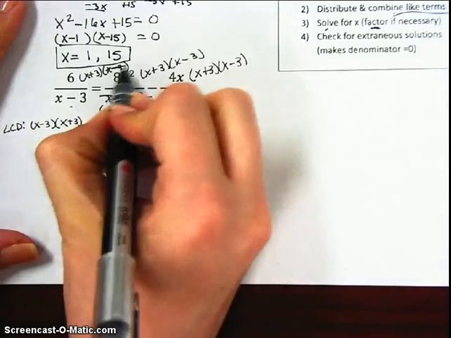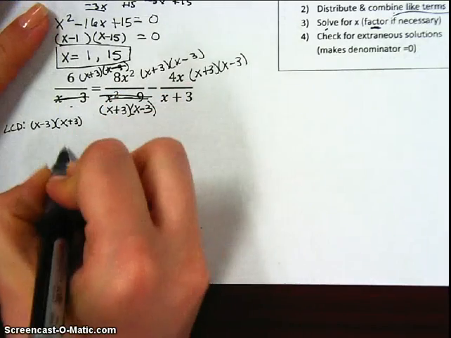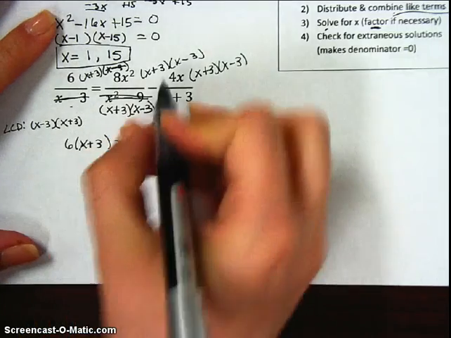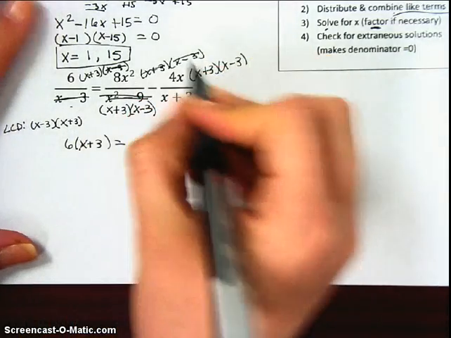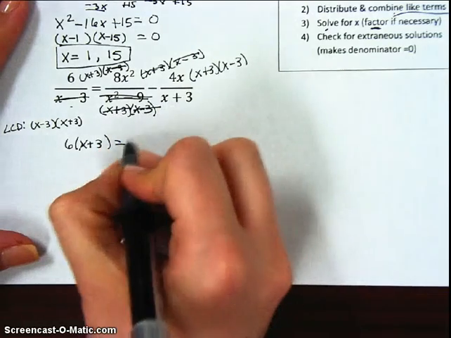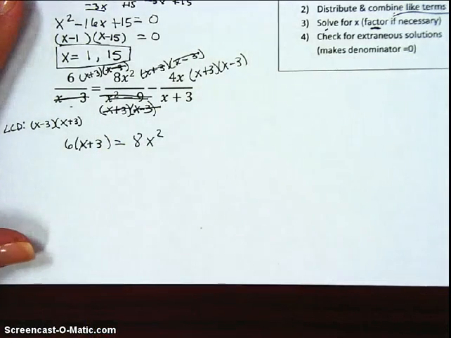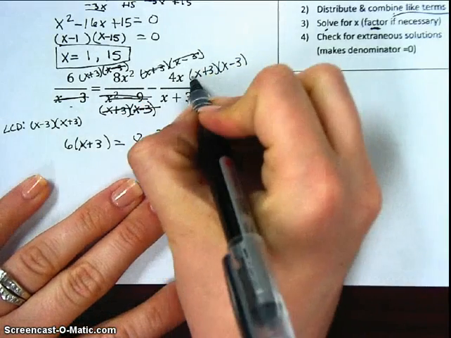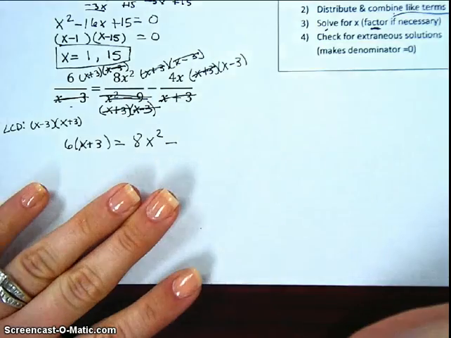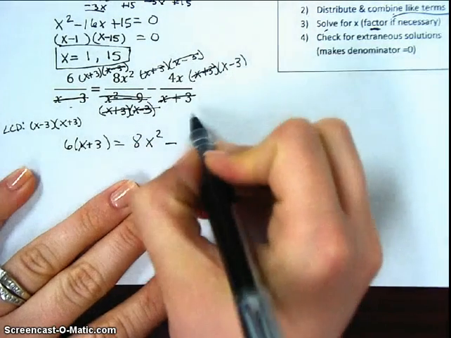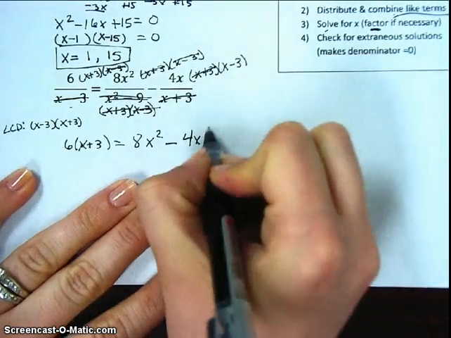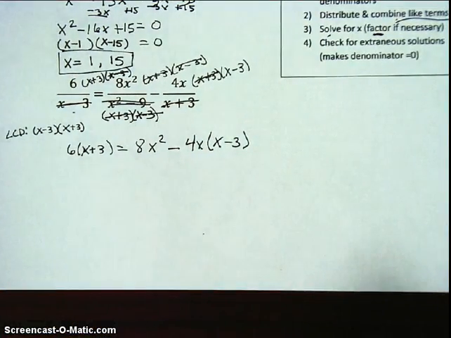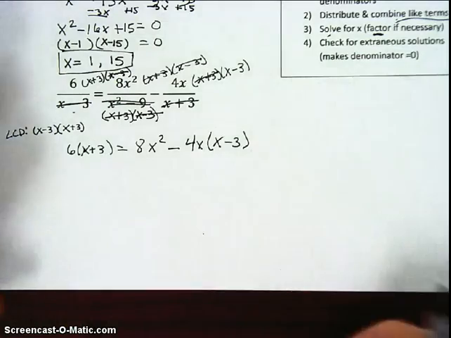So x minus 3 and x minus 3 cancel. We're left with 6x plus 3, and we have our equal sign. x plus 3, x minus 3 cancels. x plus 3, x minus 3 cancels. Left with 8x squared, and we have our minus. Here we've got the x plus 3 and x plus 3 cancel. So we're just left with 4x times x minus 3, which now looks like a little bit simpler of a problem. We don't have any fractions happening here.